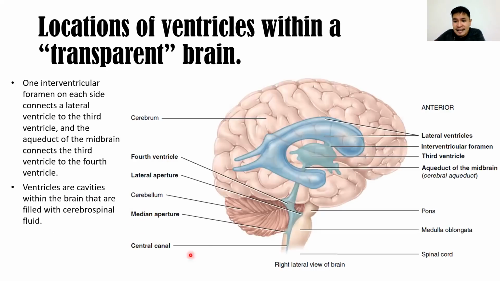So, ano tong ventricles na pinagsasabi mo, Doc? So these are your ventricles now, the rooms where your CSF is located. So you have your one interventricular foramen on each side that connects a lateral ventricle to the third ventricle.